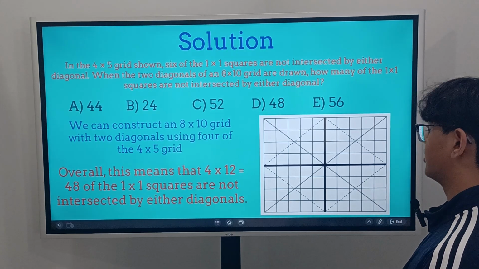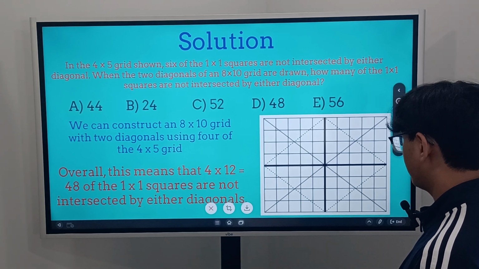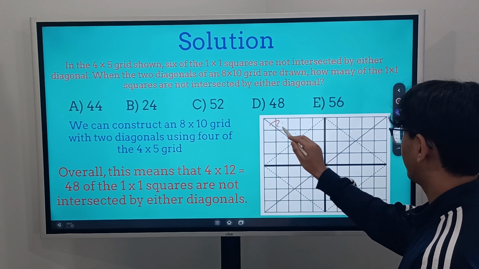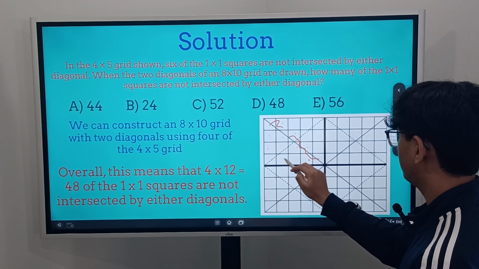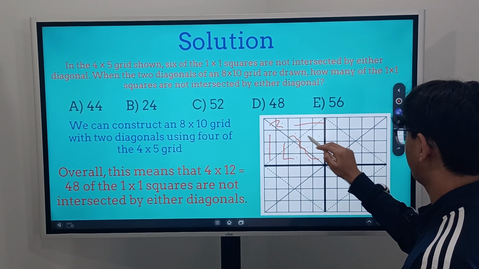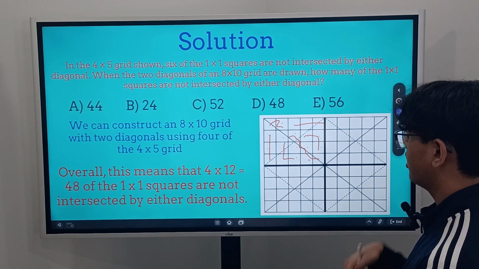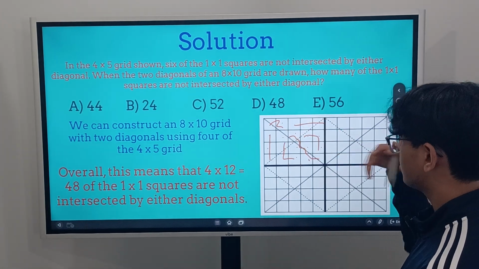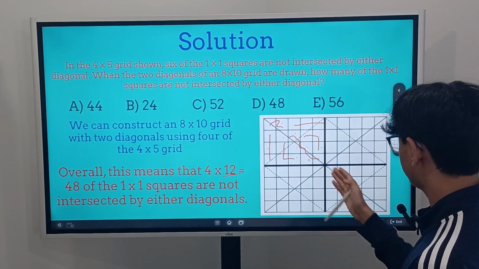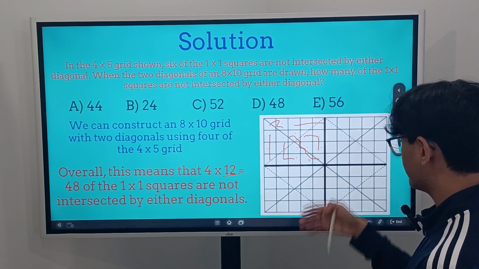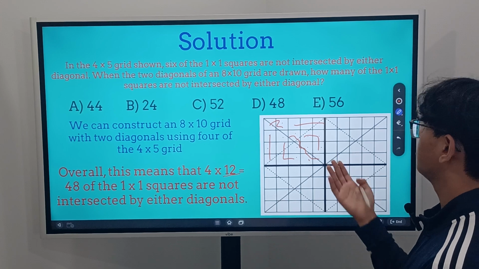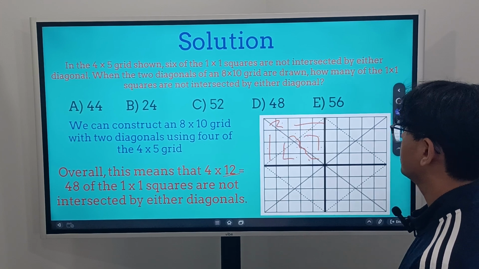What we already did in the previous slide is find out that 8 of these would be intersected, so all of these 8 will not count. And we found out that there's going to be 12 not intersected: there's 3 here, 4, 5, 6, and then 3 here, 4, 5, 6. So we know that there's going to be 12 that are not intersected in one of them. All we have to do is multiply it by 4, since we have 4 of the same grids, and we get our answer as 48. So that means that 48 are not going to be intersected, which means our answer for this question is equal to D.